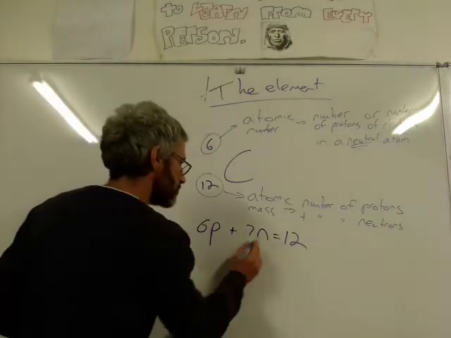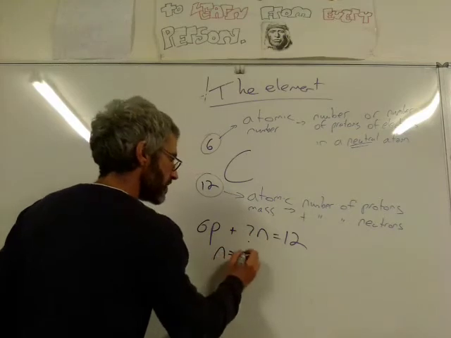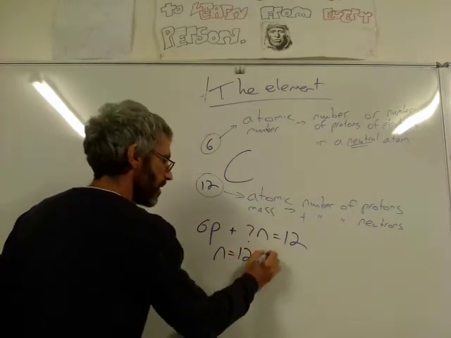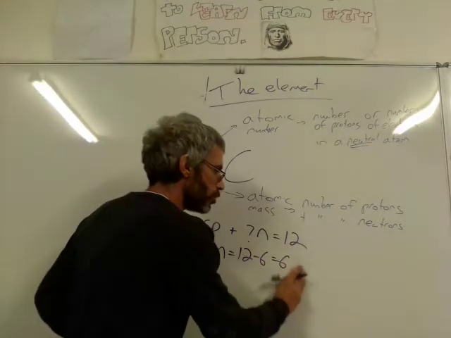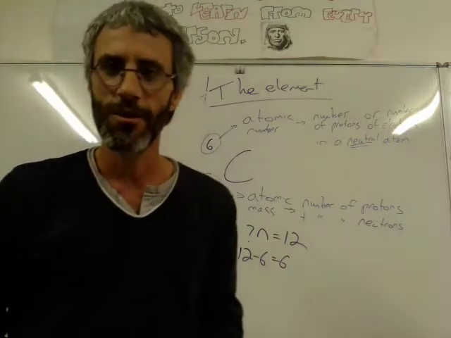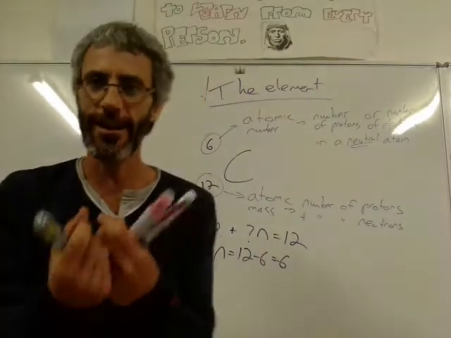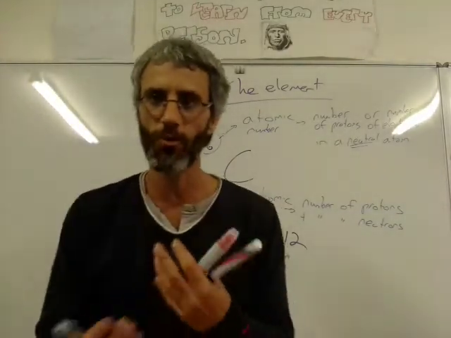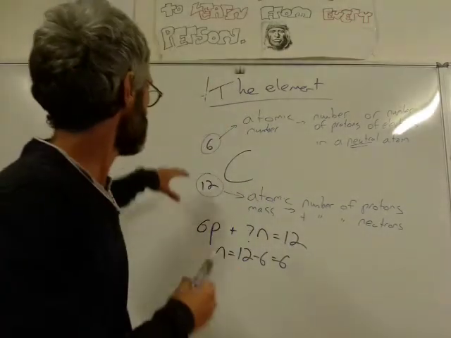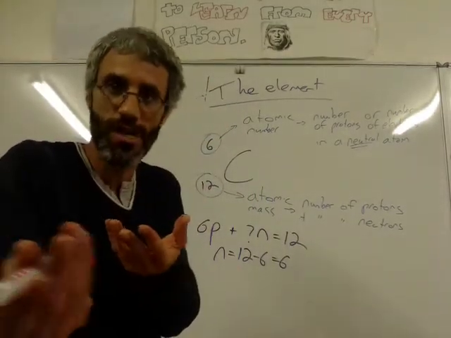How many neutrons does carbon have? Well, it's 12 minus 6. It's 6 neutrons. Okay? There are 6 neutrons. N for neutrons. Does that make sense? This is the kind of maths. It's the first time we're doing a little bit of maths in chemistry. That's the sort of question I can ask you in a test. And that's a question I'm going to ask you to do at the end of this lesson.